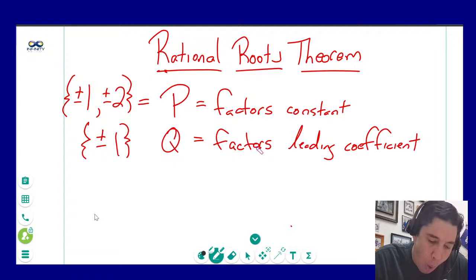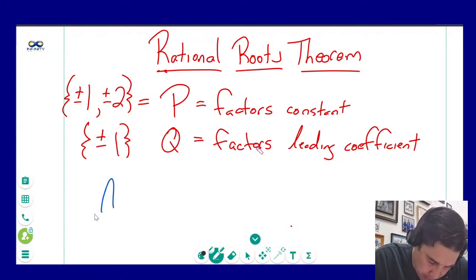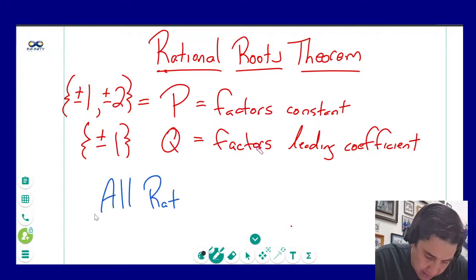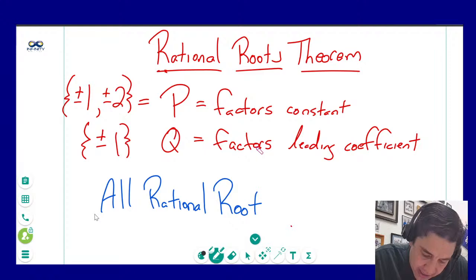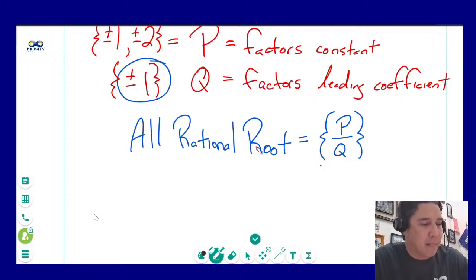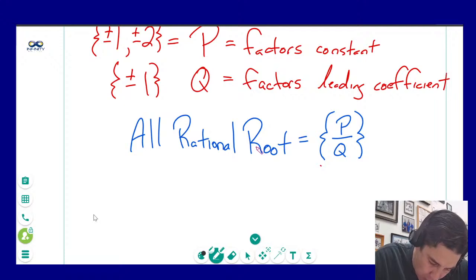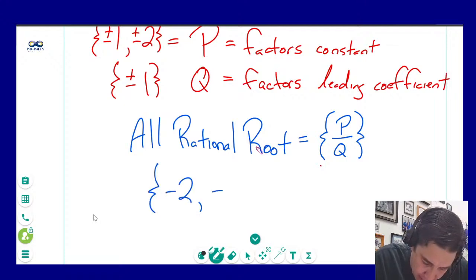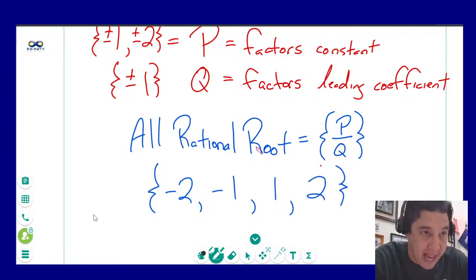In this case, all the rational roots, which means numbers that can be expressed as a fraction, will be in the set of P over Q. So in our example right here, that entire set, everything P over Q, Q is simply 1. So in this case, I'm going to have no fractions. I don't even need the Q. It's simply going to be all the factors of P. And all the factors of P are negative 2, negative 1, 1, and 2. Those are all my possible answers.